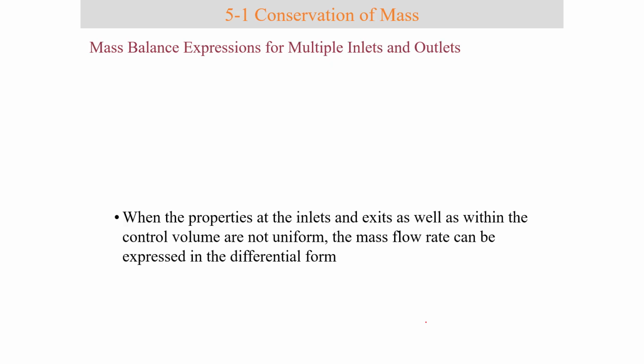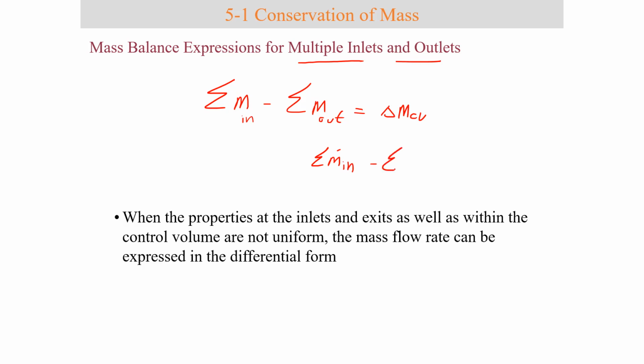I can expand this also to do a mass balance for multiple inlets and outlets, right? So if I have several mass inlets, I get the sum of the mass in minus the sum of the mass out equals the change in the mass of the system. I could also write this in rate form. The sum of all the mass flow rates in minus the sum of all the mass flow rates out equals the total rate change of the mass of the system over time.